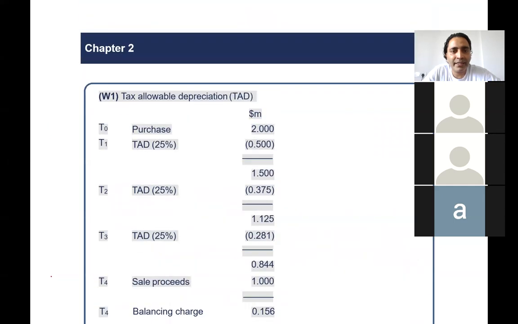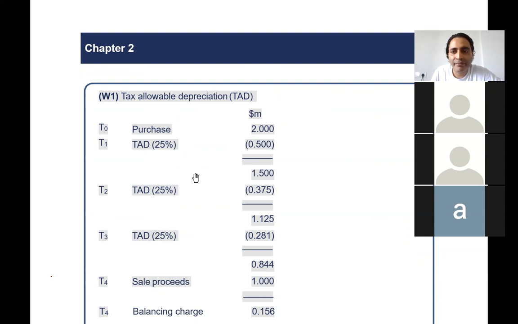So you purchased an asset of $2 million, as you can see here. What will be the first year depreciation? $500,000. 25% of 2 million is $500,000. So this depreciation is for T1. So the first year depreciation will be $500,000. So opening WDV for the second year is $1.5 million. Right? This is the WDV at the end of the first year and beginning of the second year.